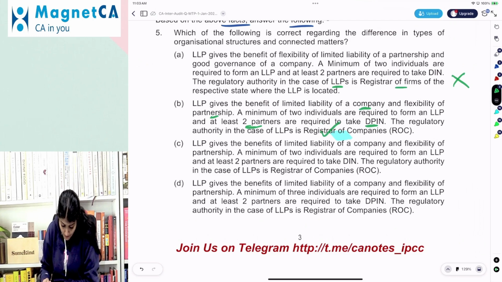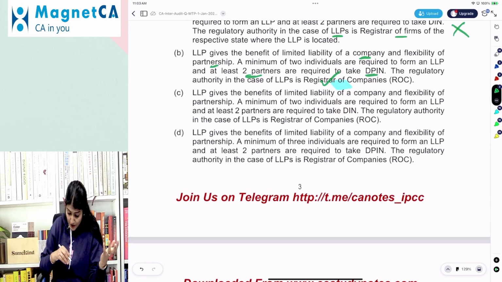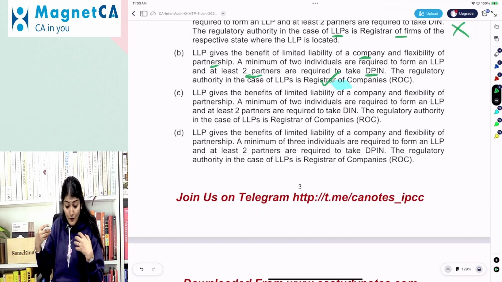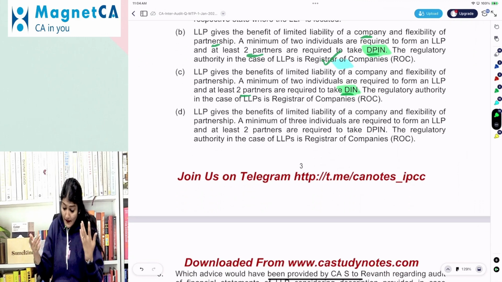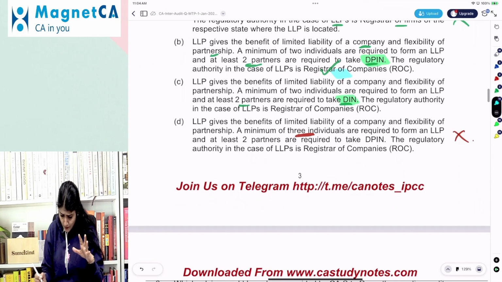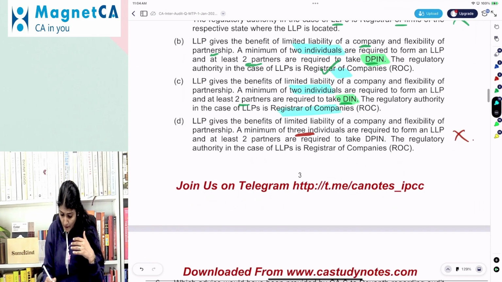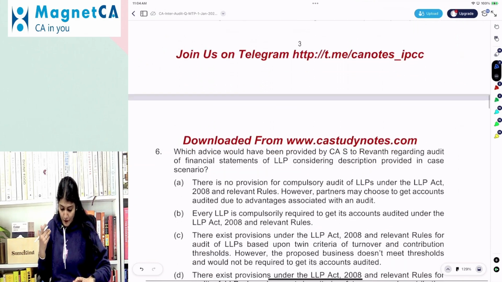So the regulatory authority is the ROC. Right, now again, LLP gives the benefit of the limited liability of a company and the flexibility of partnership. A minimum of 2 individuals are required to form an LLP and at least 2 partners are required to take DIN. So your DPIN and your DIN. A minimum of 3 individuals? No. Right, so minimum of 2 individuals, that is right. Then it says ROC, that is right. But here it says DPIN, here it says DIN. Right, so it is the DPIN. So B is the correct option.